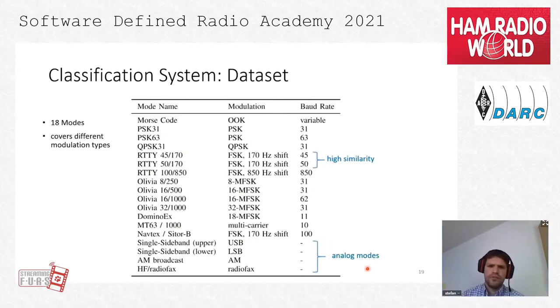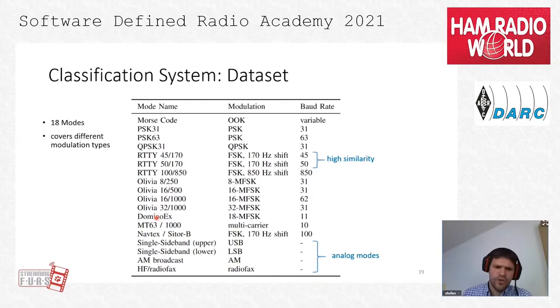First of all, we have to talk about the data set and about the modes that the classifier can distinguish. The 18 different modes are depicted here. It's, for example, Morse code, PSK31, PSK63, QPSK31, some RTTY modes, where these two modes have a very high similarity. Both are FSK, 170 hertz of shift, and the baud rate differs only by 5 baud.